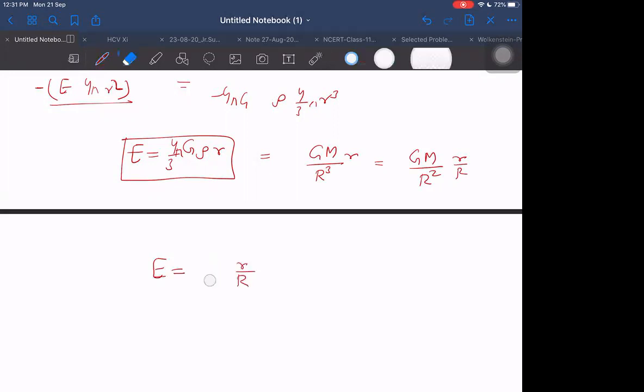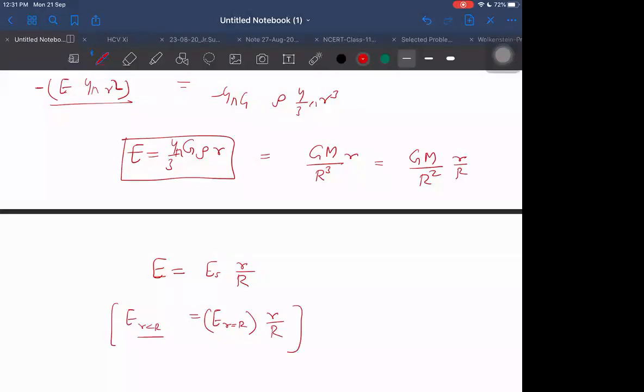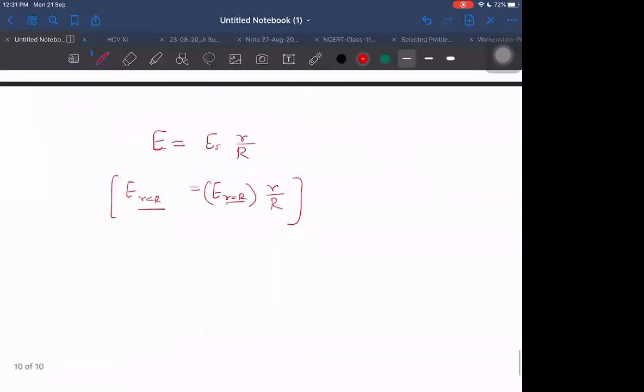Or you can call it the field at the surface. It means I am writing E at r equal to R multiplied by small r by capital R, for r less than or equal to R. This is the formula. If I want to find it for r less than R, then it will be the field at r equal to R into small r by capital R. It is directly proportional to r, inside the body.